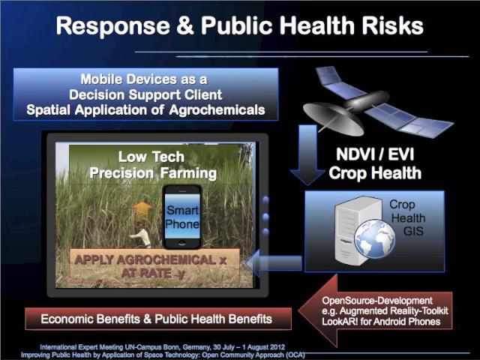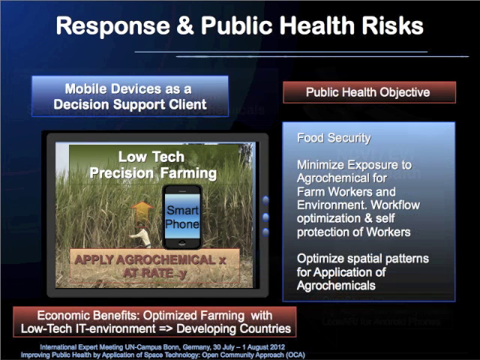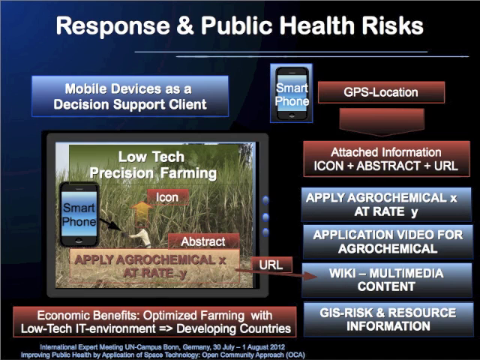So the mobile device is again a decision support client for the spatial application of agrochemicals. The reduction of the application of agrochemicals creates an economic benefit on the one side and a public health benefit on the other side. Besides the precision farming benefits, which are mainly economic improvements, public health objectives are food security, minimizing exposure to agrochemicals for the farm workers and environment, workflow accommodation and self-protection of workers, and especially optimizing spatial patterns of the application of agrochemicals.